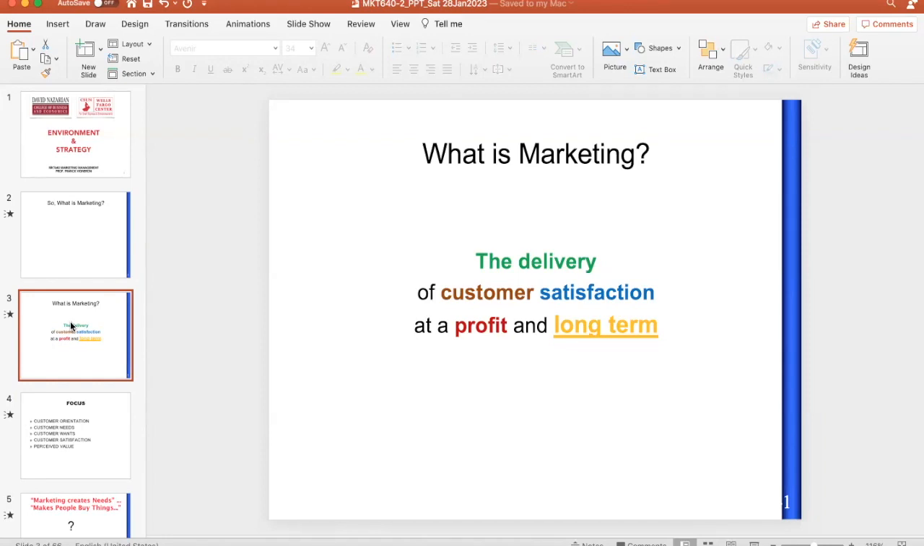Okay, so you want to do this, but if you keep focusing on satisfying the customers, what you do is you sort of lose sight of profit. You also want to make sure that you make some money so you can keep satisfying the customers.